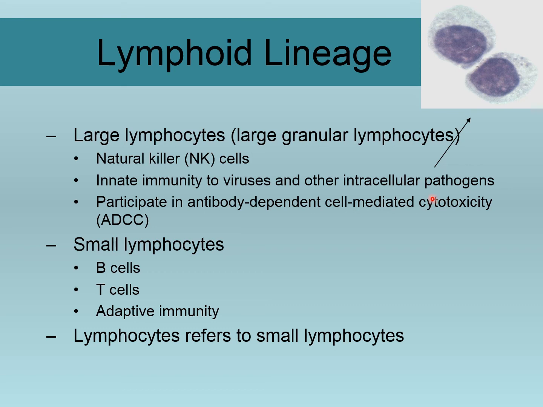So they can also recognize tumor cell either by a non-specific or direct method or by an antibody specific method called ADCC or antibody dependent cell mediated cytotoxicity. We will discuss this phenomenon in detail in our upcoming lectures. The other type of lymphocytes, that is the small lymphocytes, then differentiate and develop into B cells or T cells, which are part of adaptive immune response.